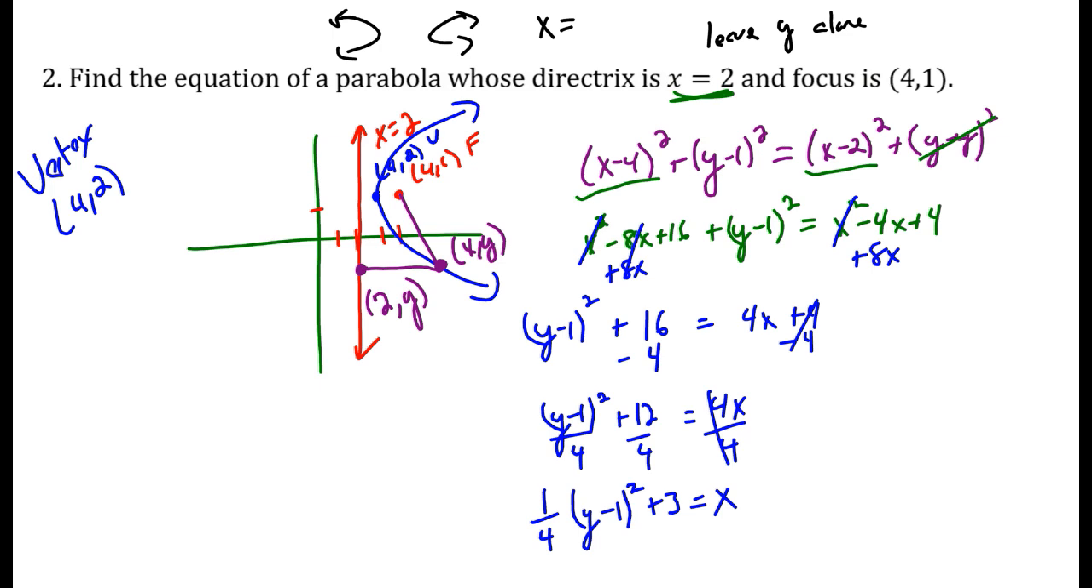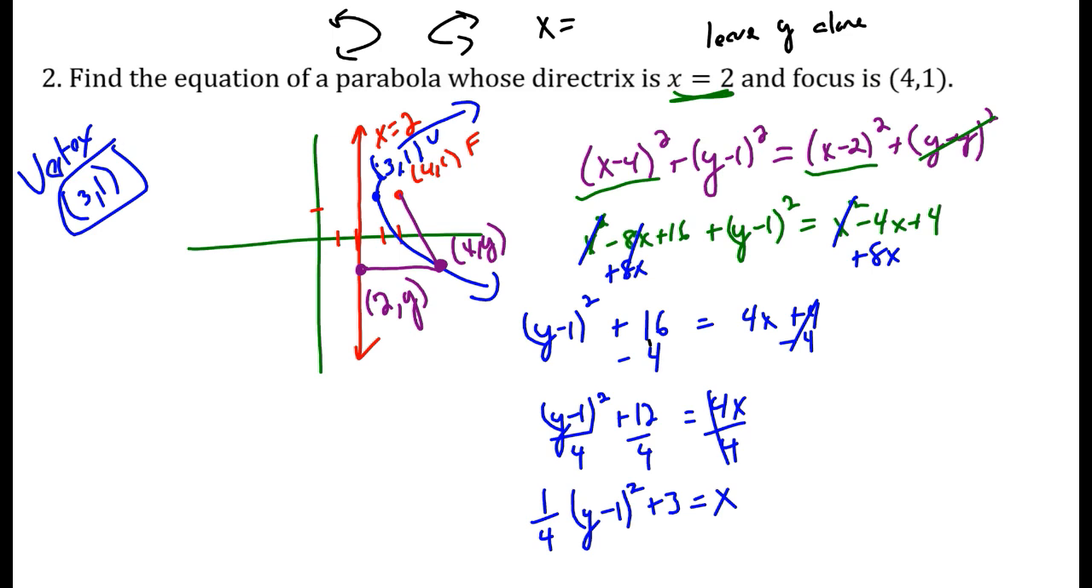Now looking back, I made an error in the vertex here, so shame on me. What point is that? That's 3, 1. No idea where 4, 2 came from. That is the point 3, 1. My mistake. Don't do what I just did. That's the point 3, 1.